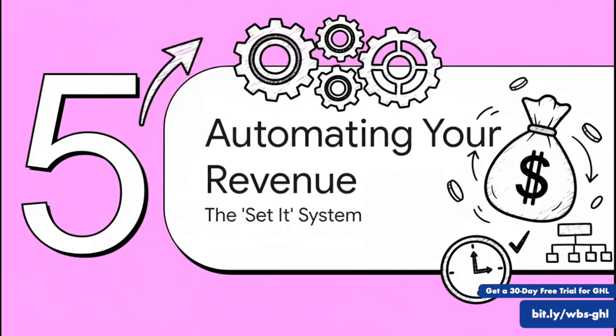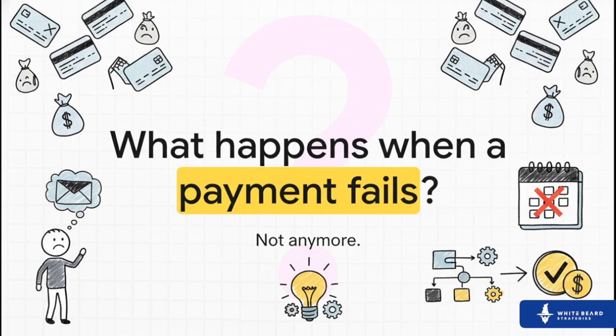Okay, this is where things get really, really cool. This is where we go from just collecting payments to truly automating your revenue. We're talking about a system that makes sure your business gets paid on time every single time without you having to lift a finger to chase anyone down. Ugh, it's the worst, right? It's a massive headache for any business that relies on subscriptions. A failed payment can lead to churn, lost revenue, and in the past, it meant you had to send those awkward manual follow-up emails. Well, not anymore.